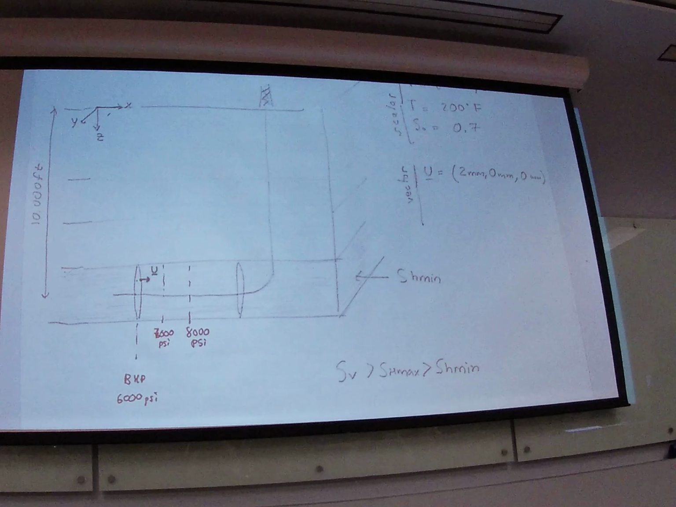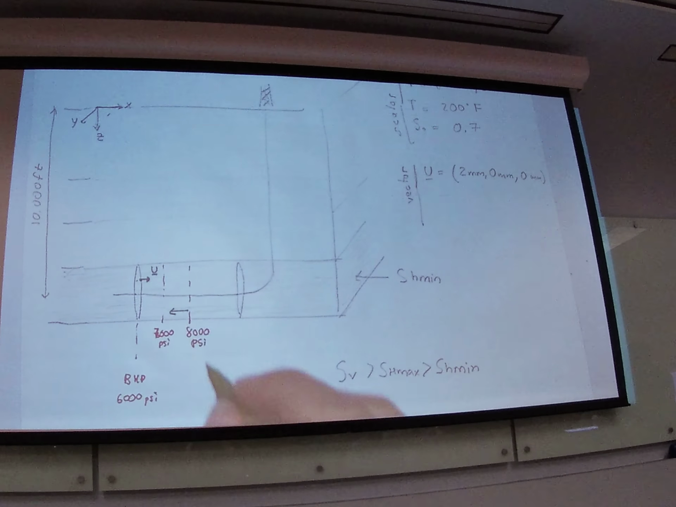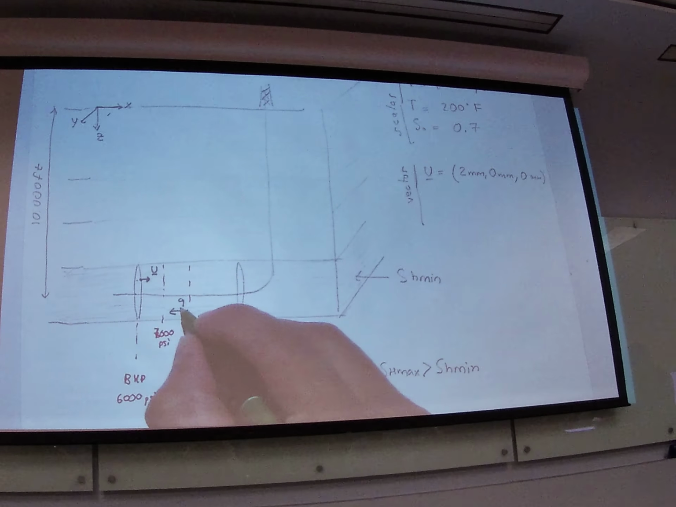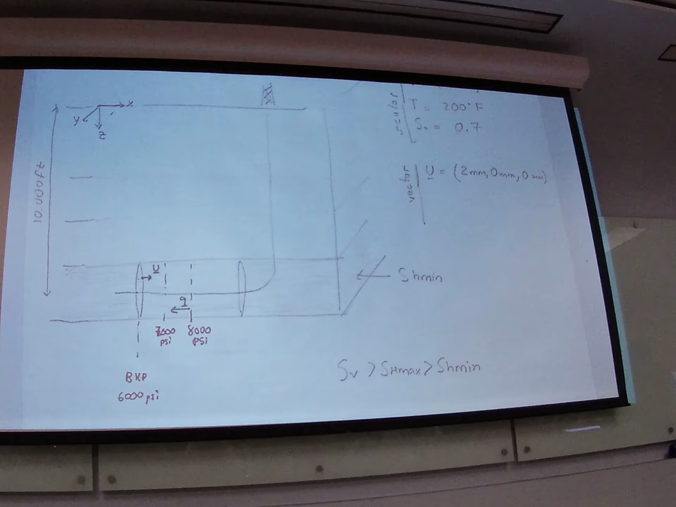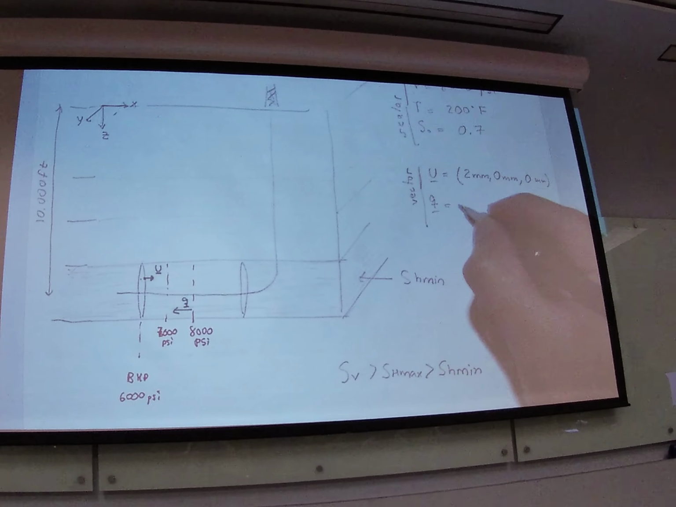As a result of the difference of pressure, what are you going to have? Which vector? Oh, a Q, right? Q, which is a fluid velocity. So Q is going to be in that direction, and it's also going to be a vector. Q in this case looks like it's also aligned with X.